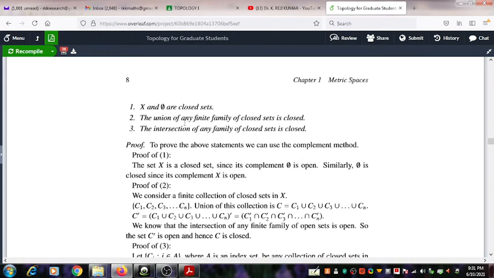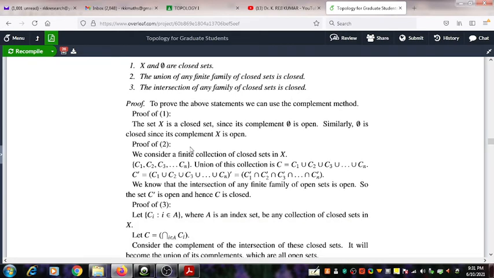Here we have to consider the union of any finite family of closed sets. So we take closed sets C1, C2, C3, etc. to Cn, that contain only a finite number of closed sets. After that, we define the union of these closed sets, C1 union C2 union etc. union Cn, and we give a single name for that, C. Then we apply complement on C, so C complement is equal to the complement of C1 union C2 union etc. union Cn.